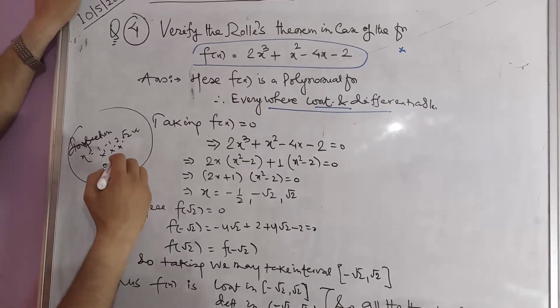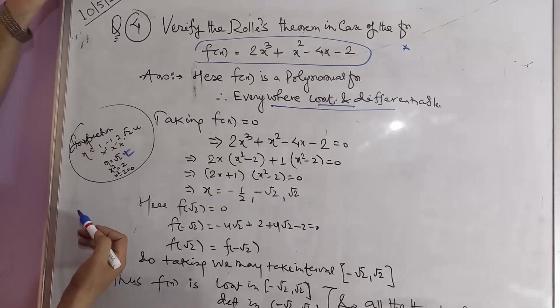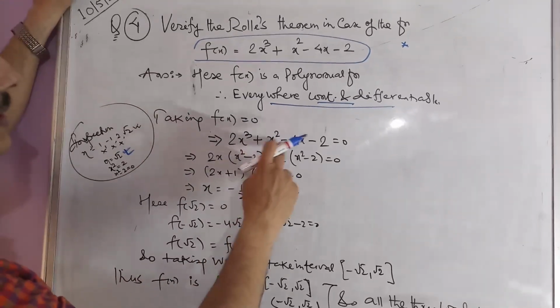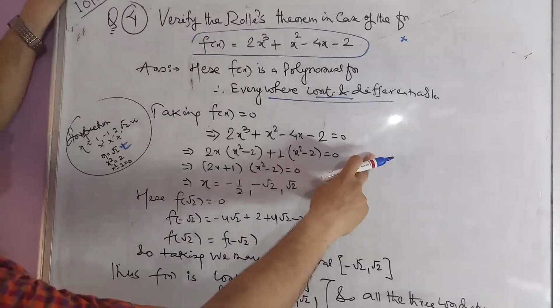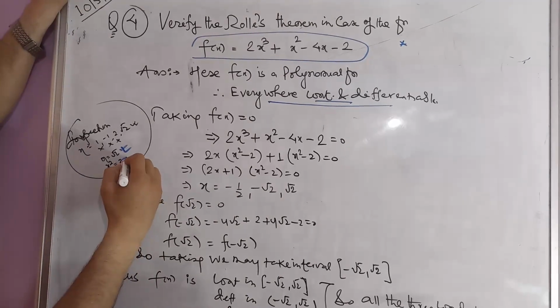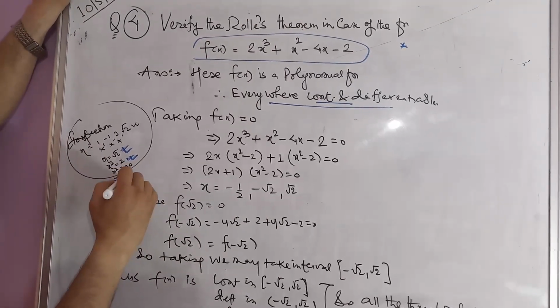We see that x equal to root 2 will make LHS equal to RHS. So x square minus 2 is a factor.